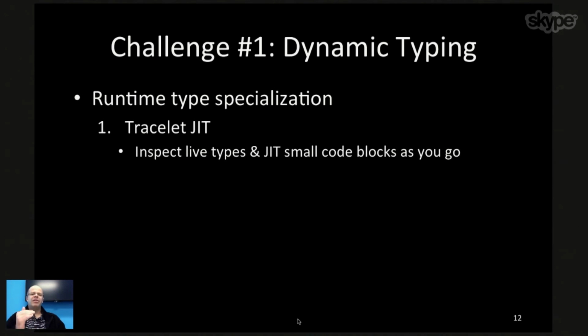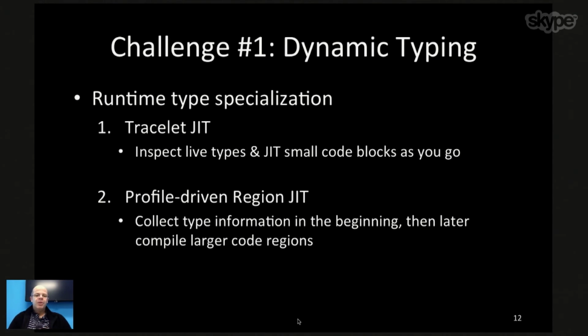And then you execute that piece of code, and now you need to know type information about other things. Then you go and inspect the live types again, and JIT that next block of code. The second approach that we've tried, and that's what we actually have been using today, is a more sophisticated approach based on profiling. So we generate profiling code, and we run with that for some time. With that, we collect profile information about the live types of variables and expressions, and then we're able to compile a larger piece of code using all that type information at once.